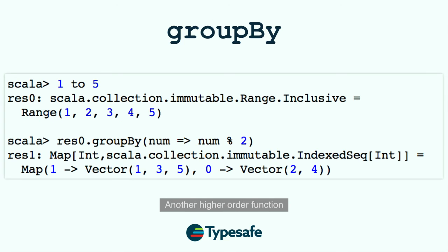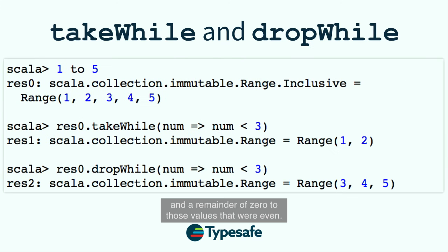Another higher order function that we saw earlier on is group by. I can have my values 1 to 5 and then do a modulus function on them to separate them out by those that are even and those that are odd. I end up with a map of key of a remainder of 1 to those values that were odd and a remainder of 0 to those values that were even.